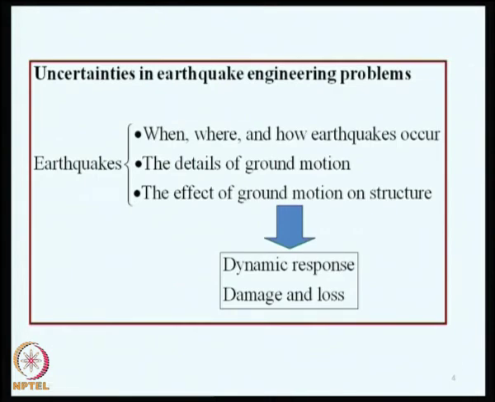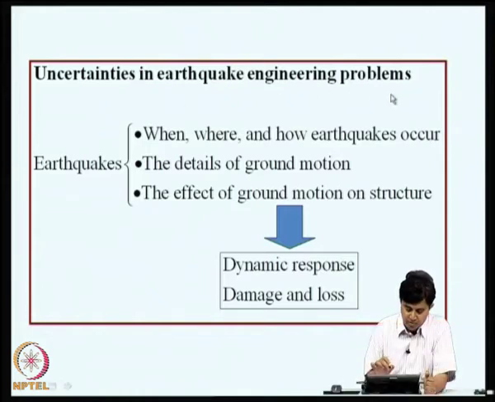So, if we look at the basic source of uncertainties in earthquake engineering problems, there are basically three sources. First one is when, where and how earthquakes occur. The next one is given that an earthquake has occurred, what are the details of the ground motion at a given site, and the next is what is the effect of these ground motions on engineering structures, that includes characterization of dynamic response, damage and loss.